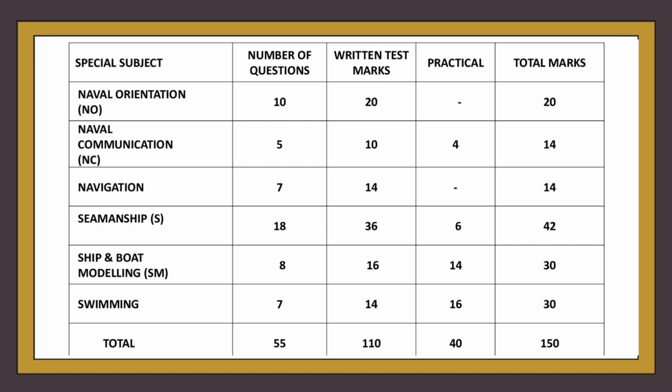Navigation will have 7 questions of 14 marks. Seamanship 18 questions of 36 marks written and 6 marks practical. Ship and boat modeling will have 8 questions of 16 marks and swimming will have 7 questions of 14 marks. There will be a practical of ship and boat modeling too, and swimming. The entire paper will be divided into 2 parts, 110 written marks and 40 marks practical, and it is mandatory to pass in all of this.